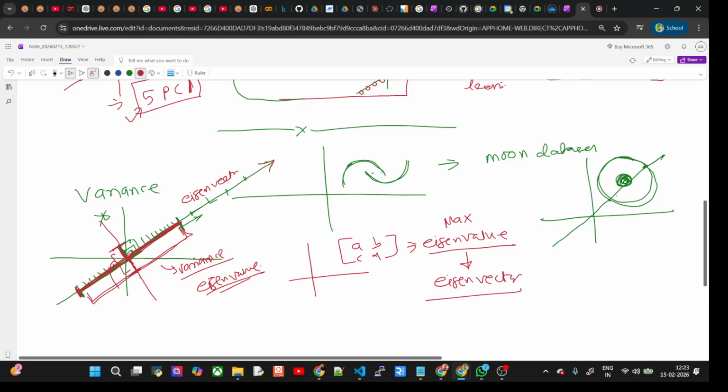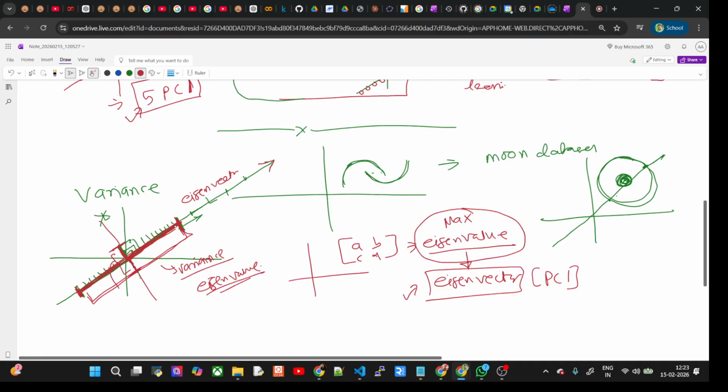These are the eigenvectors, which are nothing but your principal components, PC1 or PC2. So that is the principal component. The maximum eigenvalue is nothing but your variance, that is, how much spread is happening.